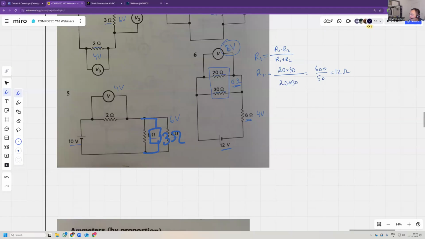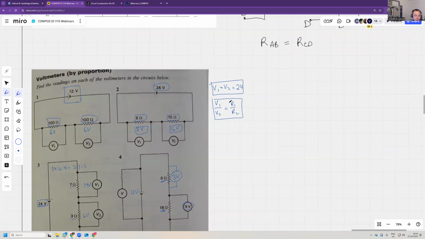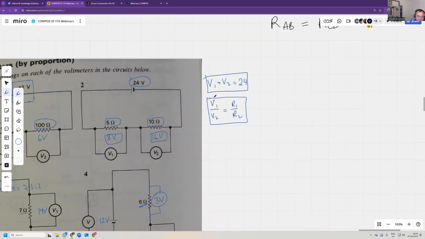Yeah, you just do a proportion. The ratio of voltages is equal to the ratio of resistors. That's for, but only for, series circuits. It's called the potential divider equation.